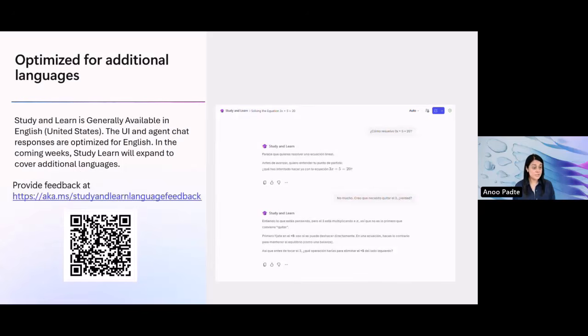All right, this is the work that we're doing next. So today, the agent is generally available in US English. We're doing work to make sure it works in additional languages. Here's a link for you to give us feedback. If you, however, go to Copilot chat like Paula did when she was in Portuguese, the agent will show up. But that UX and the experience has not been optimized for Portuguese at this point in time. So we're working on that. If you happen to go to it and have feedback for us, please give us the feedback.